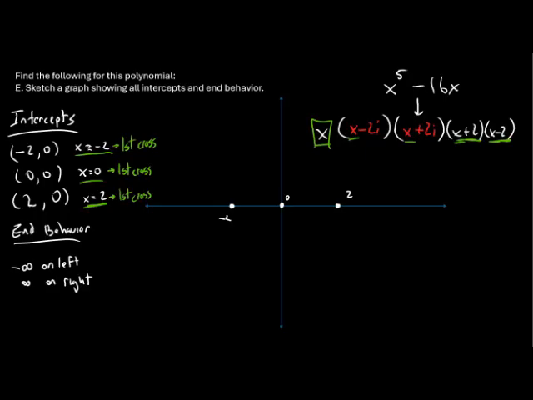Now we'll look to our end behavior and we'll place arrows on the graph to represent those. We'll have negative infinity on the left, which means we'll have a down arrow on the left side. We have positive infinity on the right, so we'll have an up arrow on the right side.